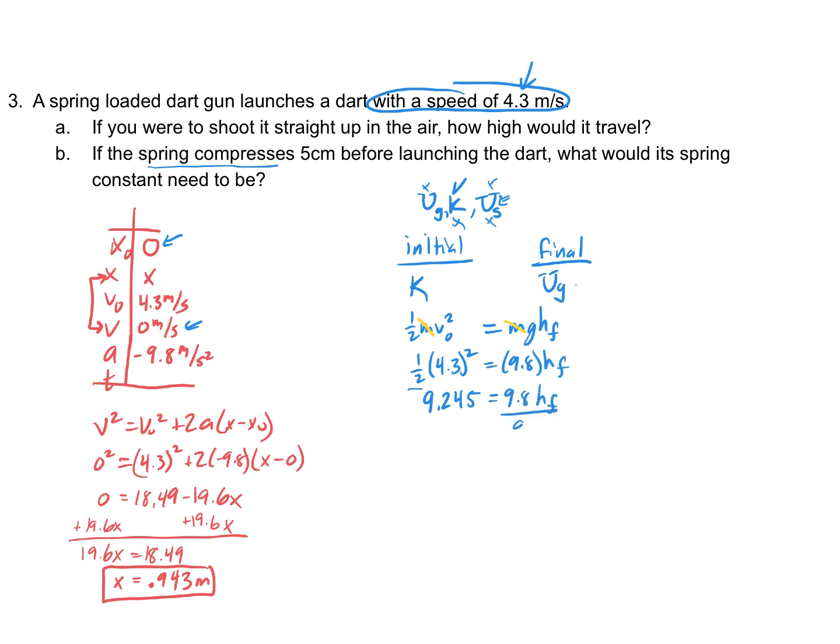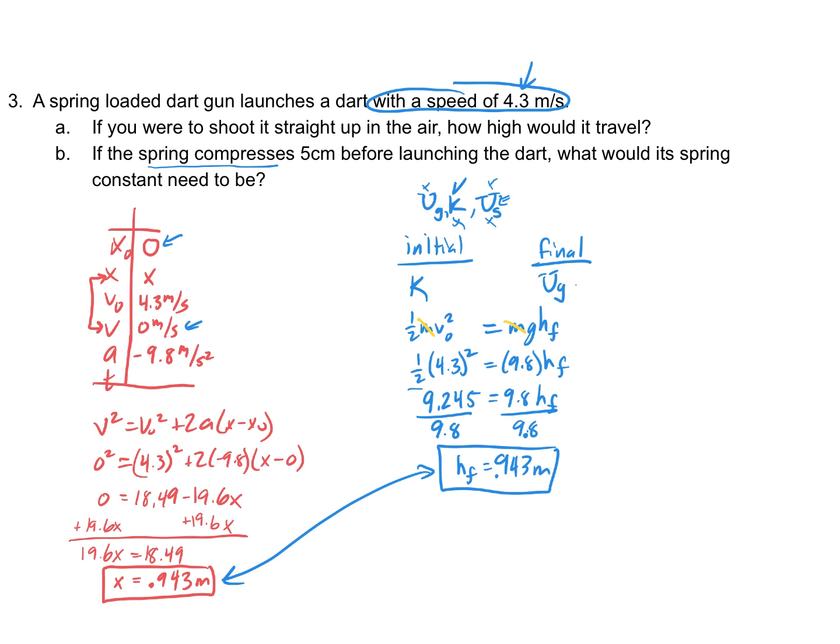I'm going to divide by 9.8 because I can, and also because that's the right way to solve for the final height. And you'll notice that when you punch those numbers into your calculator, I get that the final height is 9.943 meters. It's the same as before. I hope that's not a surprise anymore. Kinematics, conservation of energy, give us the same thing.